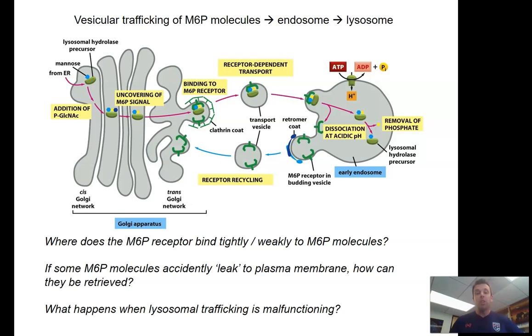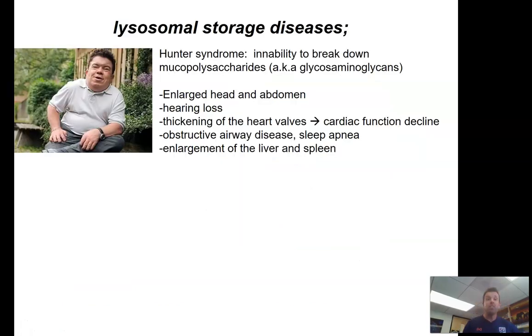What do you think happens when lysosomal trafficking is malfunctioning? Well, if lysosomal trafficking is malfunctioning, your lysosomal enzymes don't get to where they need to go, to the lysosome, and then you're going to have a problem with waste buildup. And that problem leads to diseases. So here's some lysosomal storage diseases.